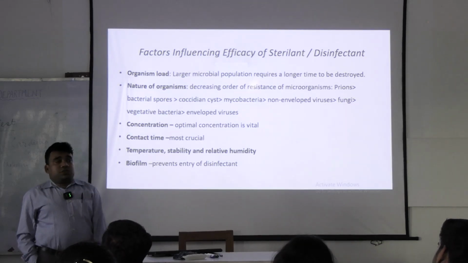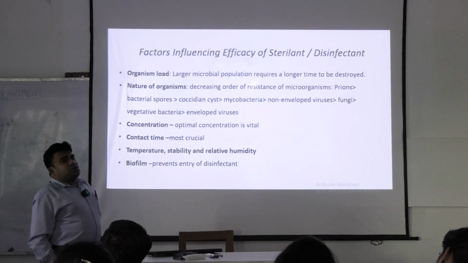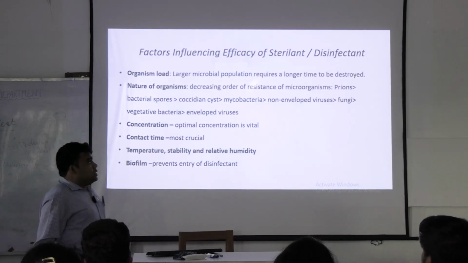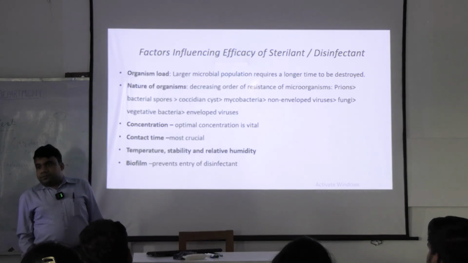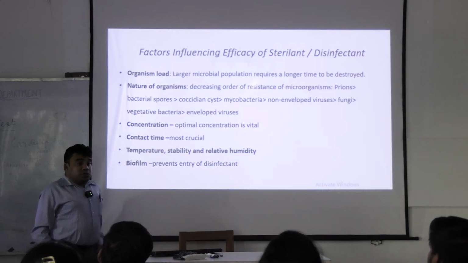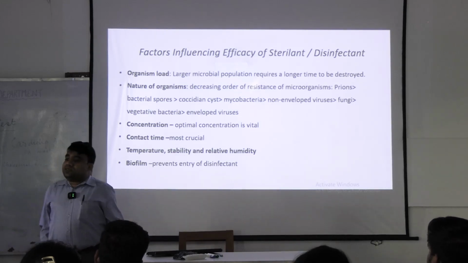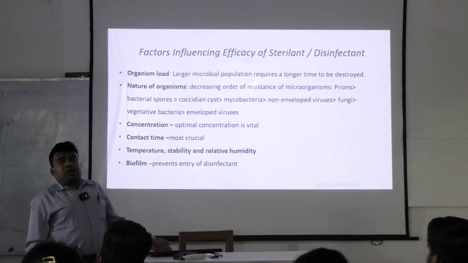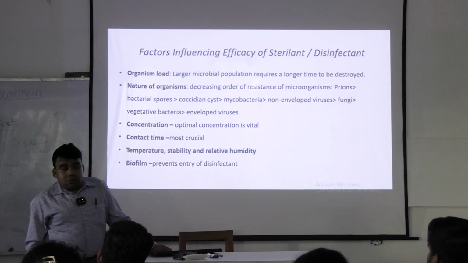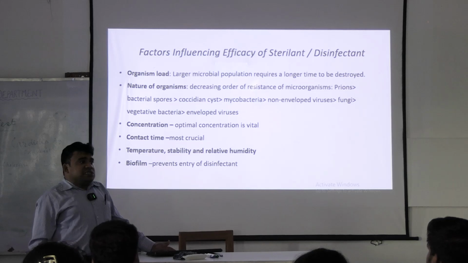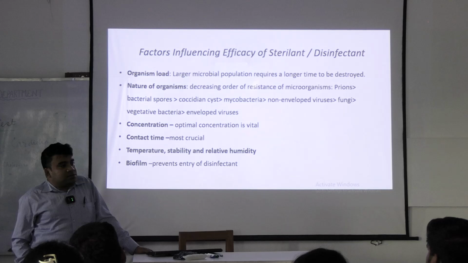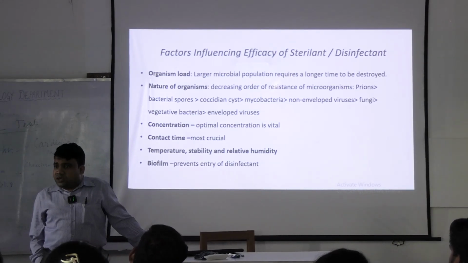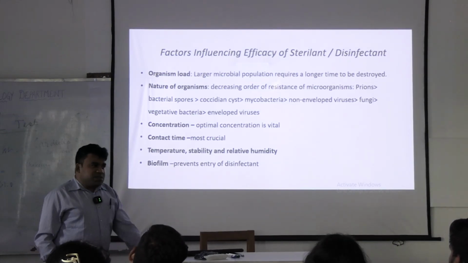Now let us look at the second most important part, the factors which influence sterilization or disinfection. What would be the factors? Most importantly, organism load. The more contamination, the higher the quantity or concentration of disinfectant you need. Second is what type of organism you are dealing with. I have already told you, the most resilient are bacterial spores, and the organisms most easily rendered non-infectious are enveloped viruses. So depending on the type of organism you are dealing with, you have to use various methods.